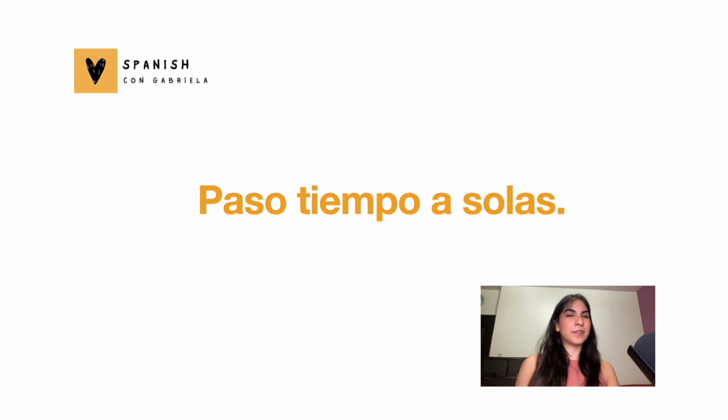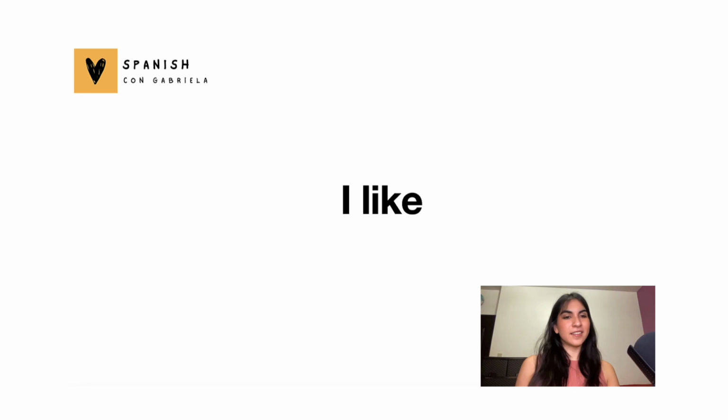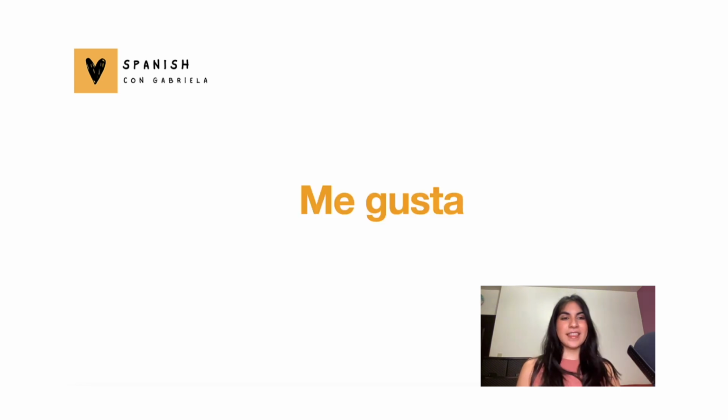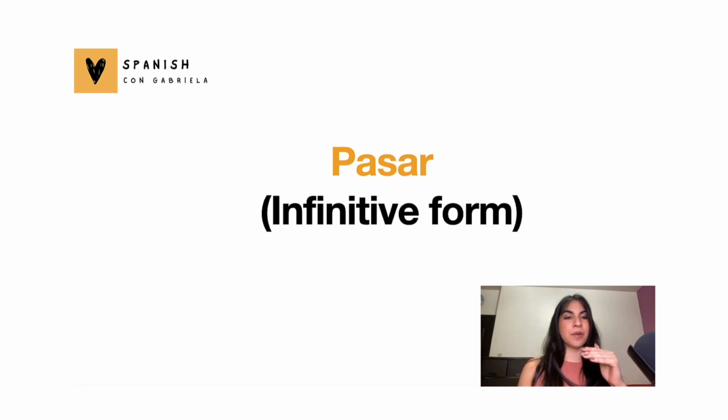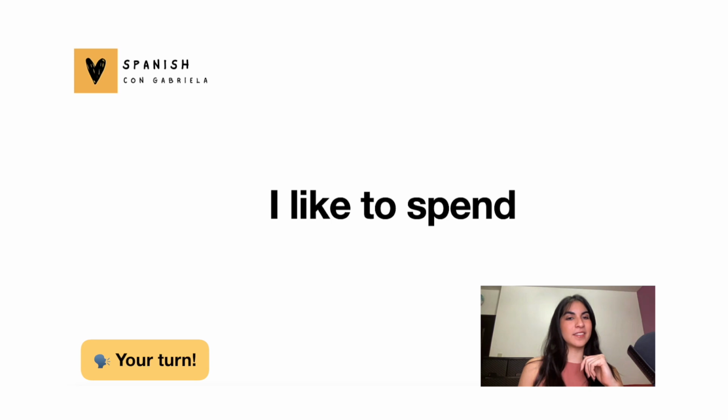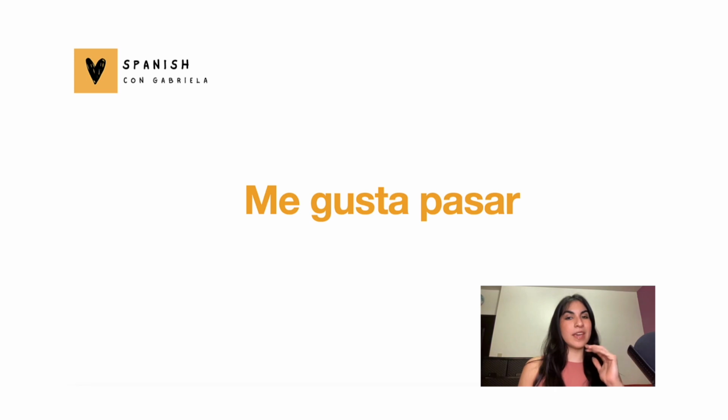Awesome. Now let's add something else. Let's say a new verb. How do you say I like? Me gusta. Now, just to remember what we discussed at the beginning, how would you say to spend? Yes, pasar. This is the verb in infinitive form, right? Okay, so to use this, how would you say I like to spend? Good. Me gusta pasar. Awesome.